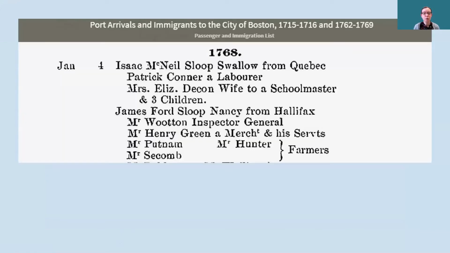And more often than not, what you are going to find are books that have been compiled from lists like that, that are transcriptions of the information. So here we can see, relevant to immigrants coming into Boston in 1768, this boat that arrived in January, that we have a few people, we have their names, and we do have an occupation. So we have Patrick Connor, a laborer, Mrs. Elizabeth Deacon, wife of a schoolmaster, and her three children who are not named. And then on another ship that arrived, we have some farmers.